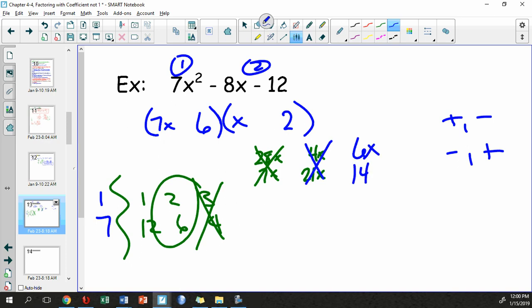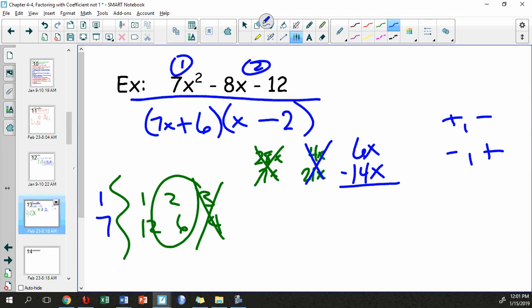6x and 14x. And how am I going to get an 8? By subtracting, but I need a negative 8. So which one of those has to be negative? How did I get a 14? 7 times 2, so the 2 is negative, and the 6 is positive. Do we see that? Yes or no? Make sense?